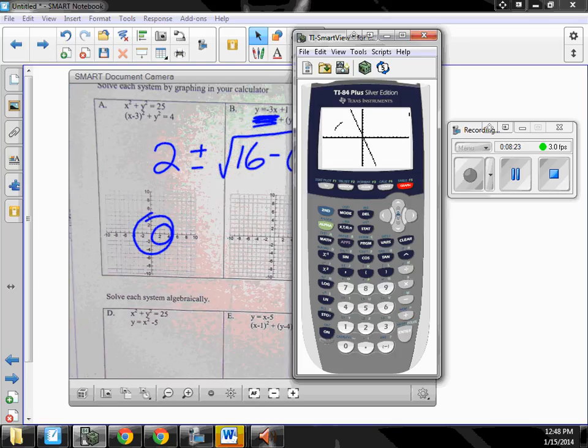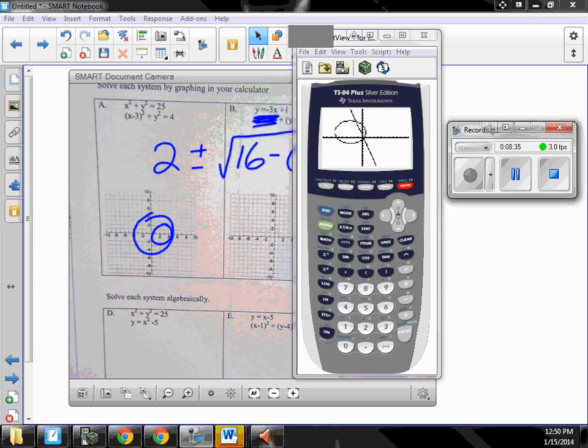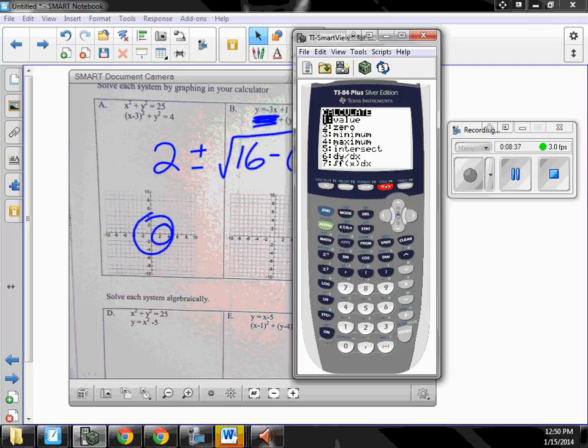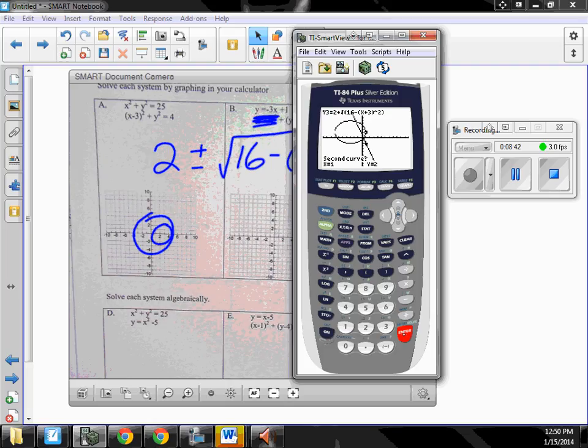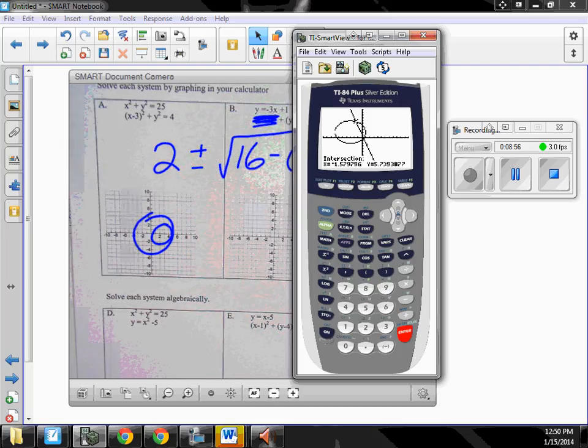So you should get a graph that looks like that. If you have trouble, let me know. So we need to do second calc, go to intersect. So I'll find the intersection of the line and the top curve. So I go over to guess. So negative 1.579 and 5.739.